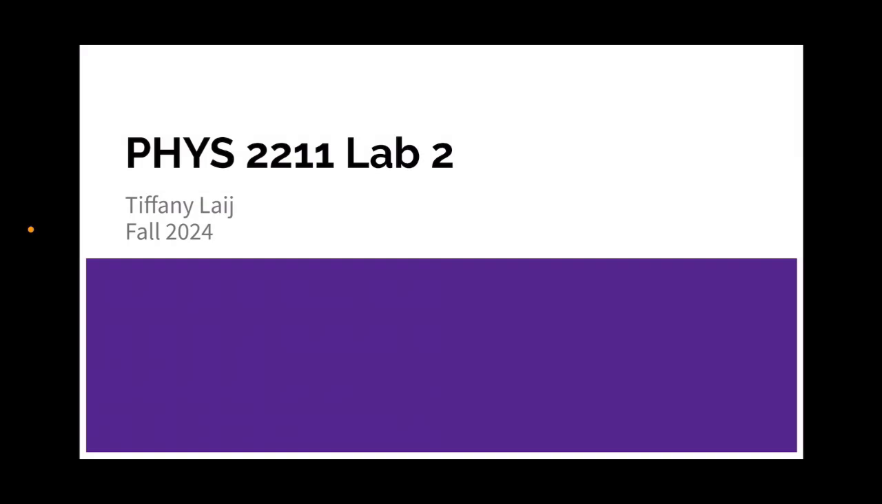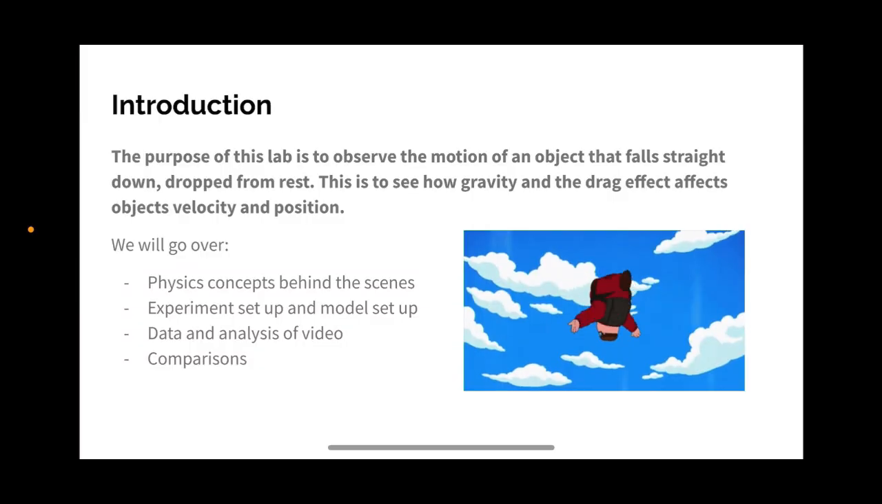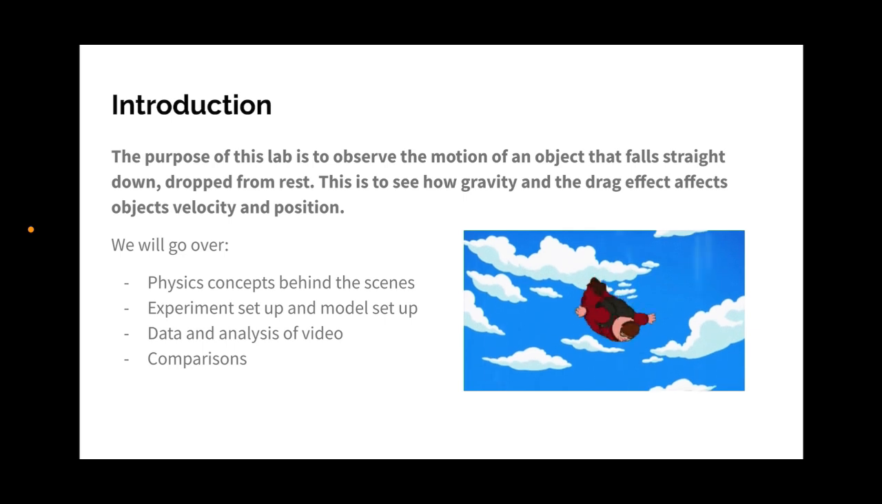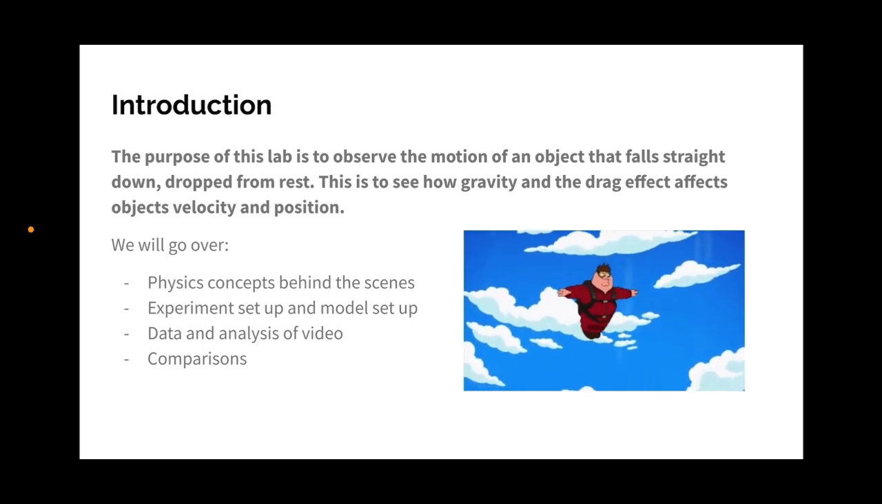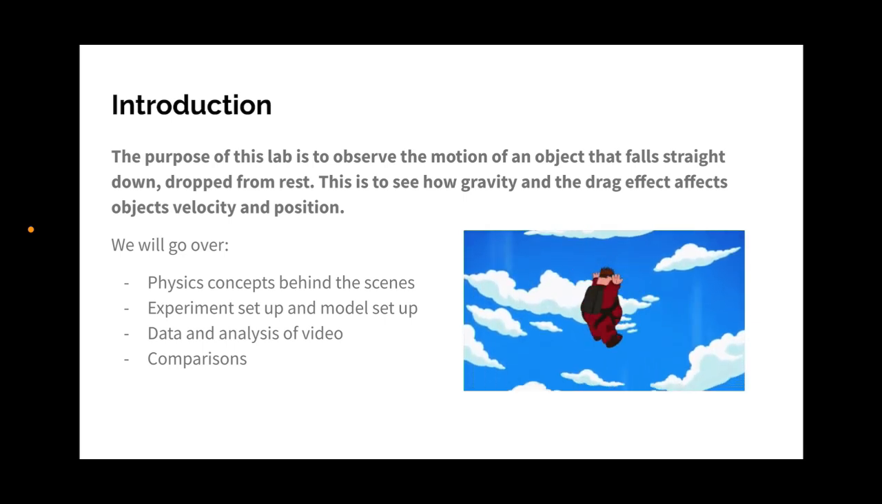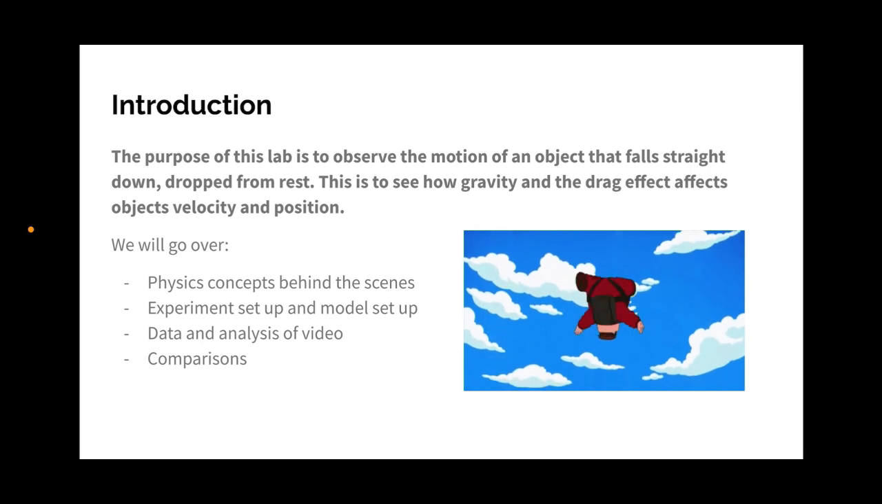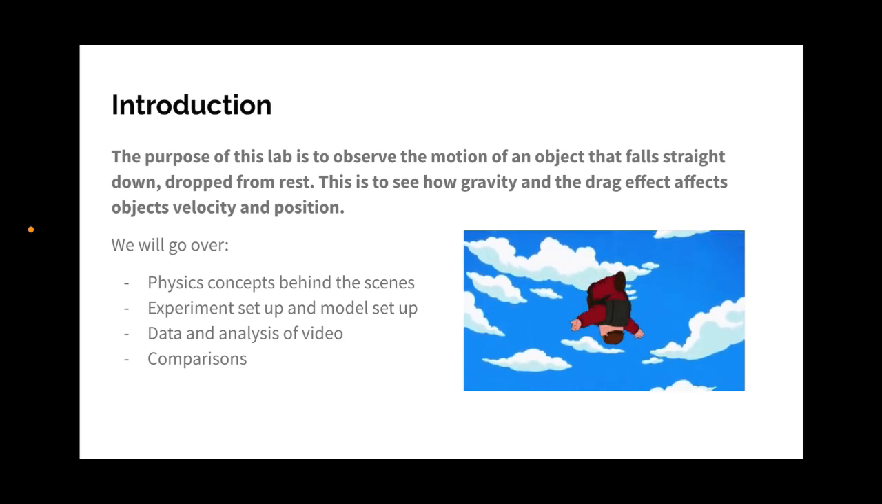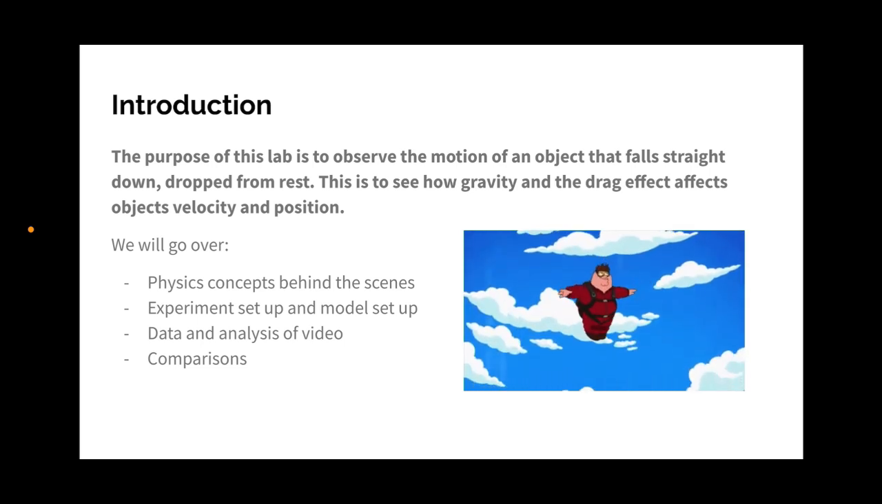This is Physics 2211 Lab number 2. The purpose of the lab is to observe the motion of an object that falls straight down, dropped from rest. This is to see how the force of gravity and the drag effect affect the object's velocity and position. We will go over physics concepts behind the scenes, experiment and model setup, data analysis of the video, and comparison.